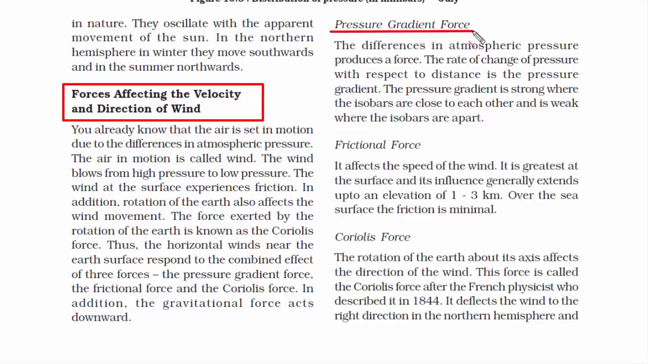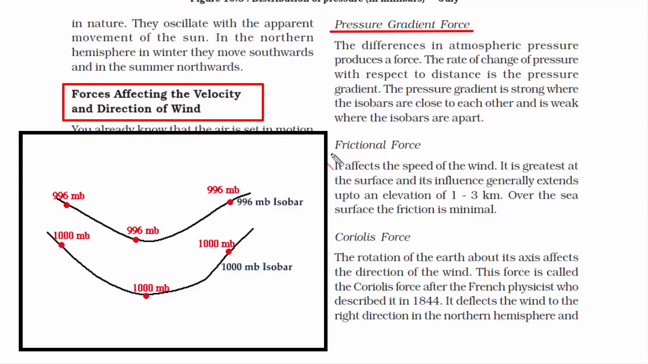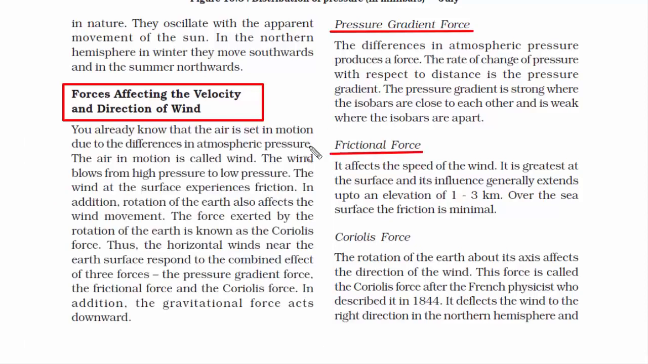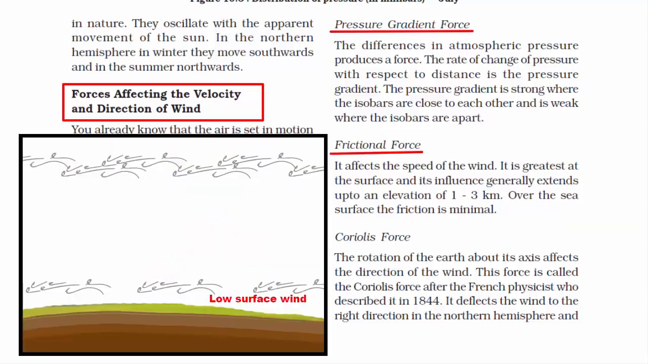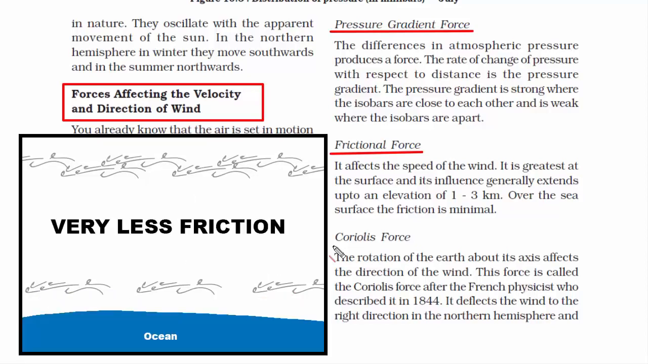The first one is pressure gradient force, which is the force that moves wind from high pressure to low pressure zone. Now gradient means slope, so the pressure gradient is strong where the isobars are close to each other, and it is weak where the isobars are apart. The second one is frictional force, which means the closer the wind is to the Earth's surface, gravity will have tremendous influence on the speed of the wind. That's why the wind in the upper atmosphere, that is 2 to 3 kilometers above the surface, are free from frictional effect, and winds over the oceans have minimal friction.